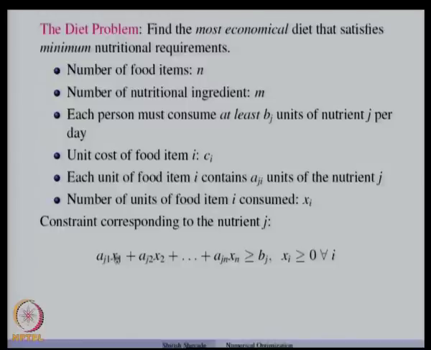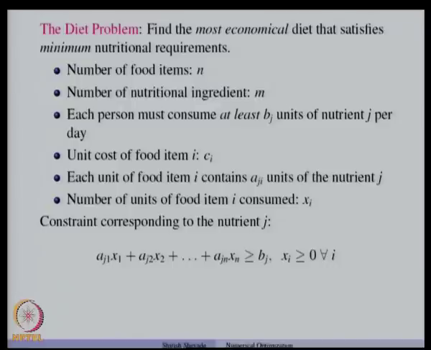So, if we consume x1 units of food item 1, x2 units of food item 2 and xn units of food item n, then we need to satisfy this condition for the jth nutrient, and that should be satisfied for all j going from 1 to m. So, this is the constraint that we need to satisfy.